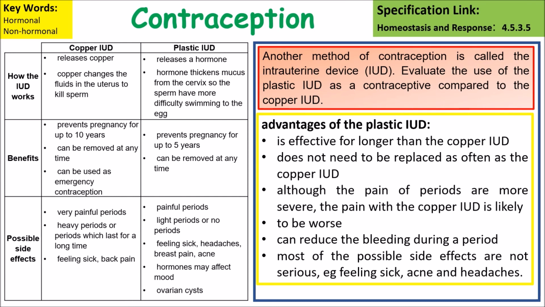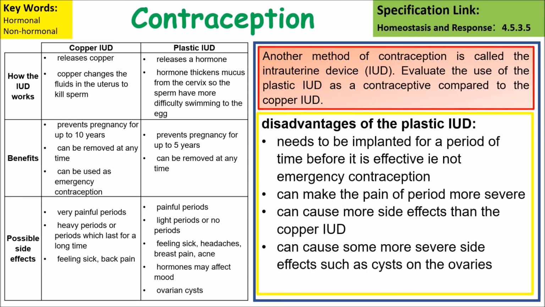The advantages of using the plastic IUD is it's effective for a longer period of time. It doesn't need to be replaced as often. Although the pain of periods is more severe, the pain with the copper IUD is likely to be worse. It can reduce bleeding during the period, and the possible side effects are not serious, like feeling sick, acne or headaches.